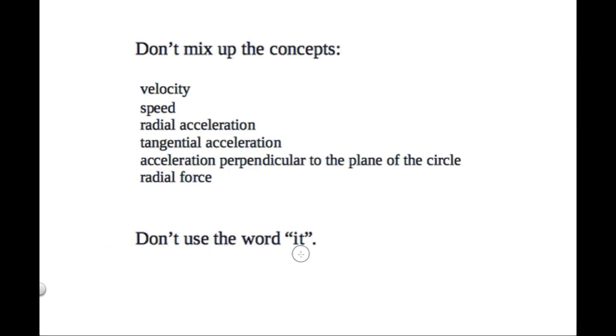Don't use the word "it." Instead, whenever you refer to a concept, label the concept with a specific name or symbol. This advice applies to all the concepts that you will encounter in your physics class, not just the concepts we discussed in this video. And this advice applies not just when you're talking about physics, but even when you're just thinking about the physics concepts inside your own head. The biggest mistake made by physics students is mixing up the concepts. To avoid mixing up the concepts, don't use the word "it."